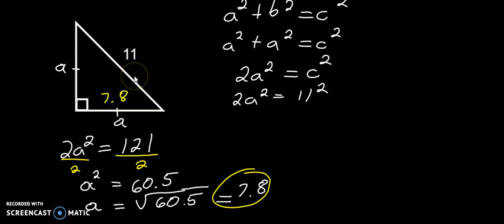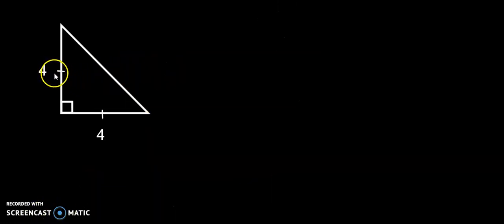What if we know these two sides and that one is missing? So let's try that example. In this example, we still have an isosceles triangle. We know this is 4 and this is 4, but we don't know the hypotenuse. That's the missing side. Let's call that C. So A and B are the same, but we don't know the hypotenuse.